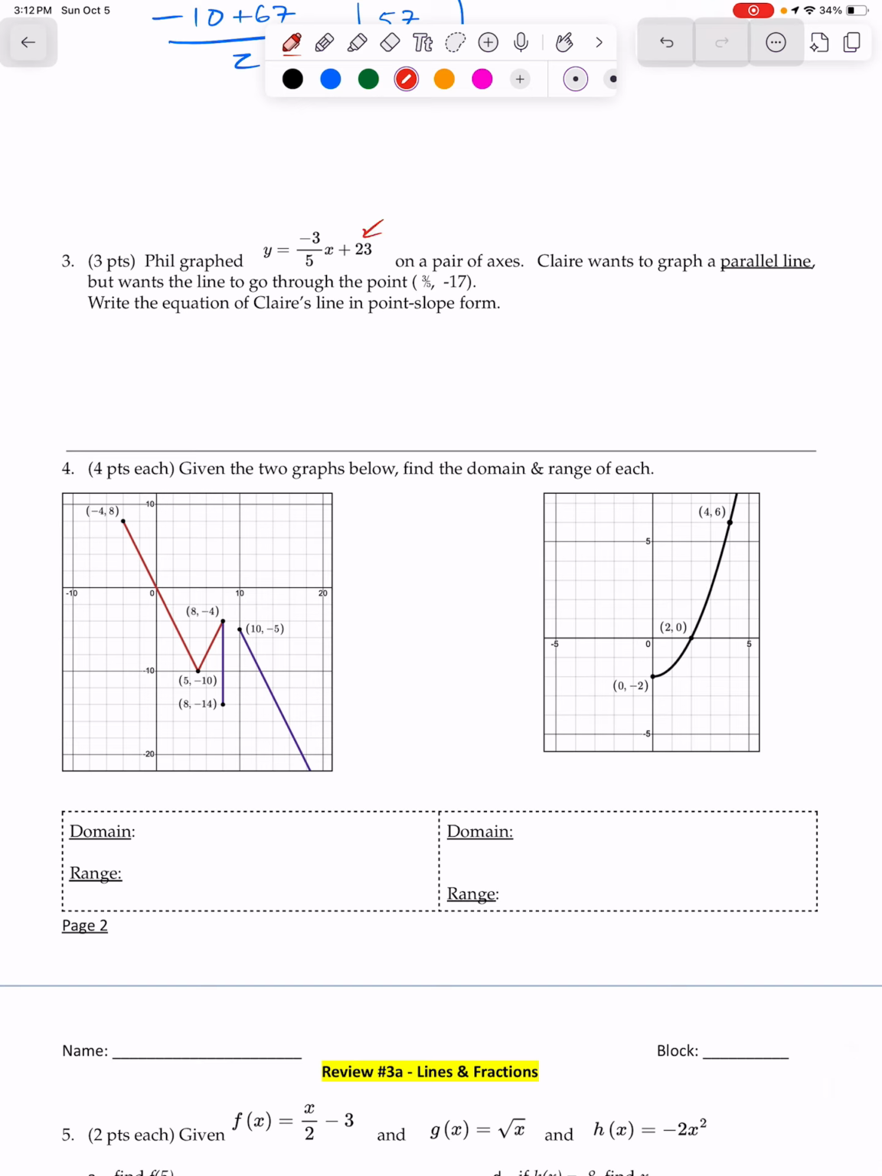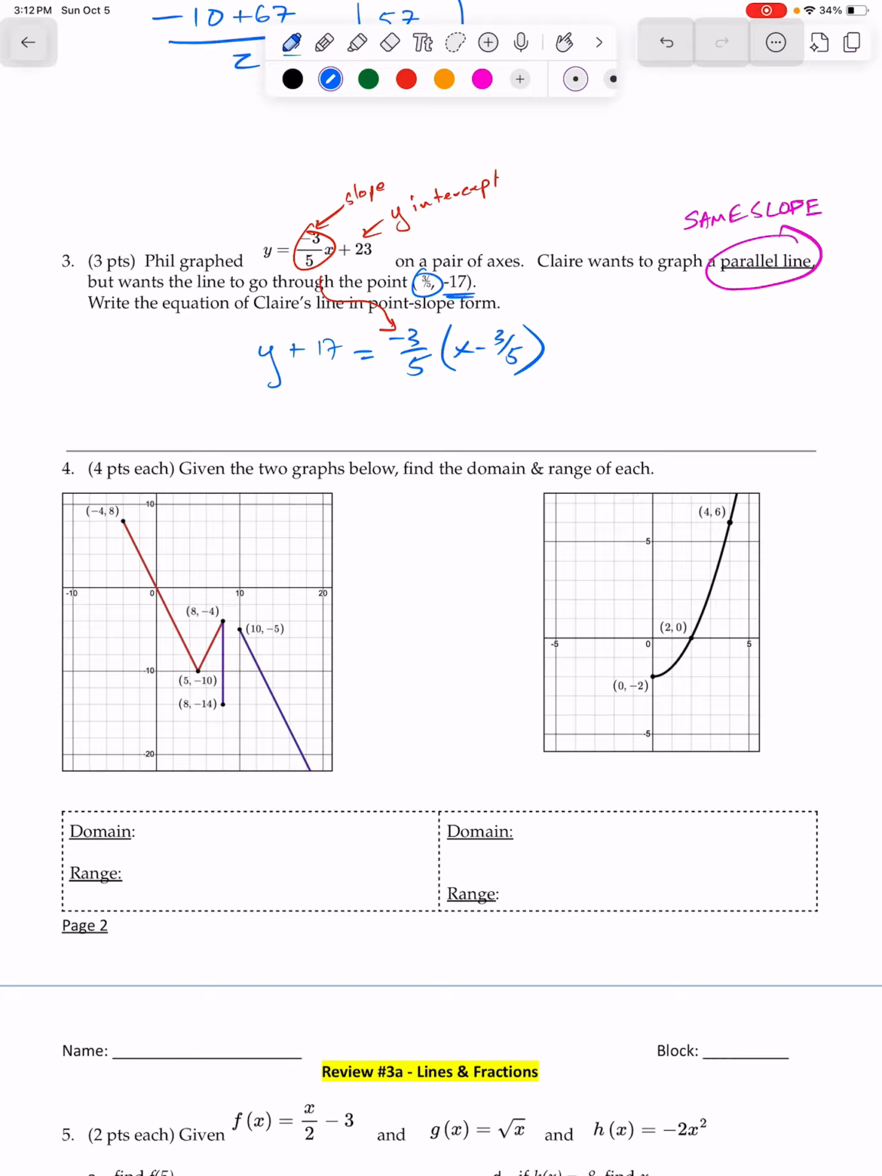This is the equation of a line here that Phil's graphing. This is the y-intercept. And this is its slope. And what we know is when Claire says she wants a parallel line, it means that it has to have the same slope. So I'm just going to do this in point slope form. Y plus 17 equals -3/5, which is this slope here, same slope, x minus 3/5, which is that.